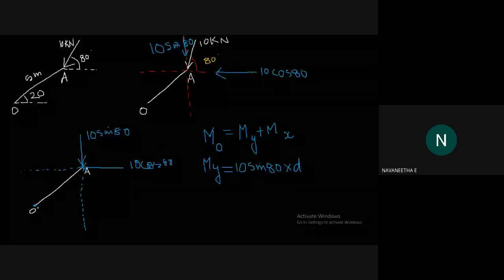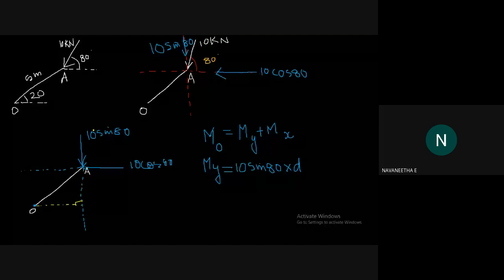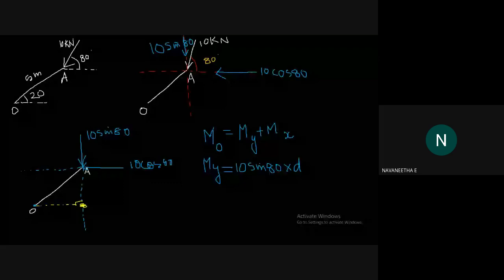So you need to draw a line which is perpendicular to the line of action of 10 sin 80. Just draw a line perpendicular to it. According to the law of transmissibility, we can move a force anywhere along its line of action. So I can move this 10 sin 80 to the point which is perpendicular to the moment center O, like this.